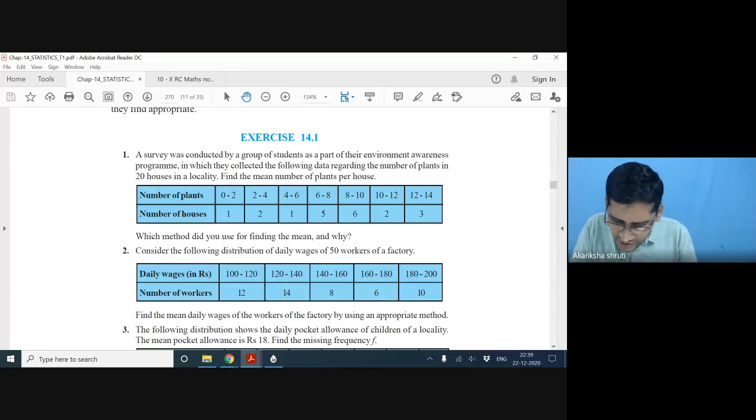Consider the following distribution of daily wage of 50 workers in the factory. Find the mean of the daily wage of the workers of the factory by using the appropriate method. Here you have to choose the appropriate method. You can choose it.